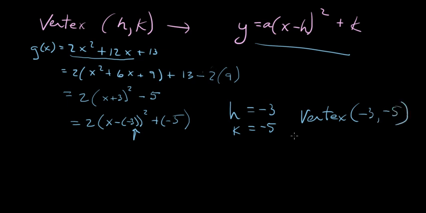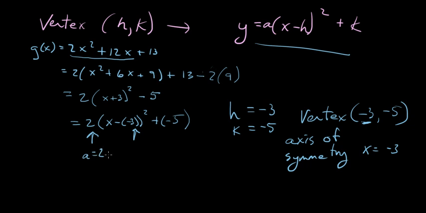The line of symmetry, the axis of symmetry, is x equals negative 3. You know, this is your x. This is your x up here. So your axis of symmetry is x equals negative 3. Okay? And, of course, a equals 2.